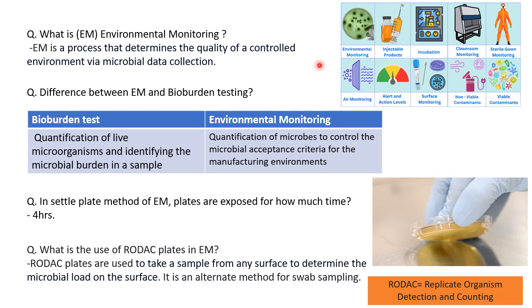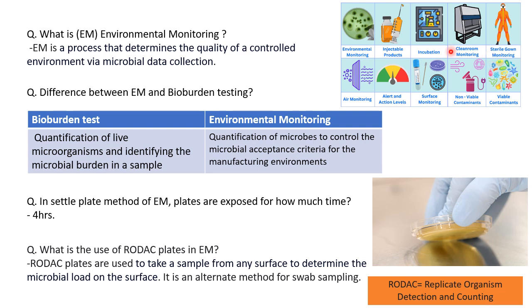In environmental monitoring, you will find air monitoring, with alert and action levels to be noted down. Then surface monitoring is done. Non-viable contaminants are tested, and viable contaminants are tested. Sterile gowning is checked: is it done, what procedure is followed, and are the gowns sterilized before and after use. Everything that is also monitored.